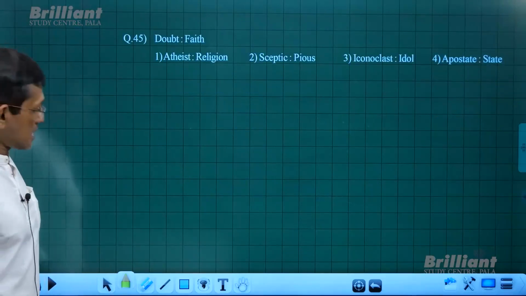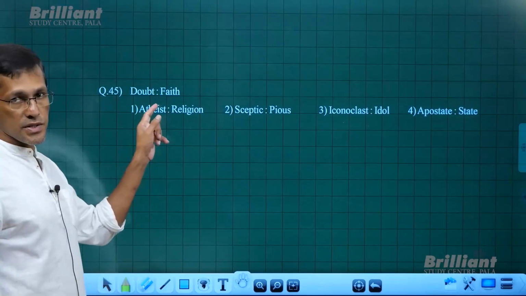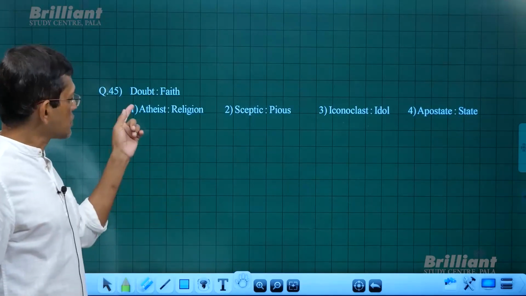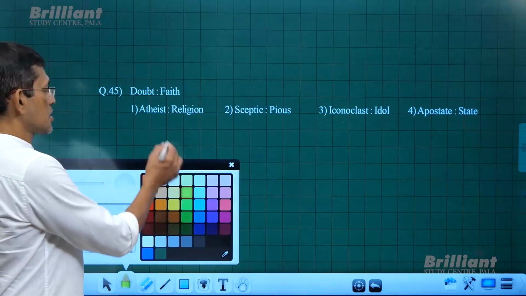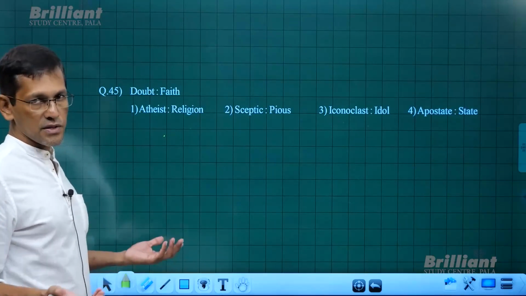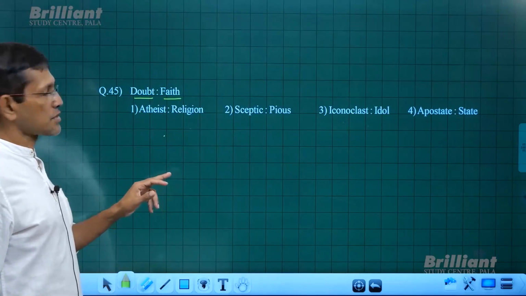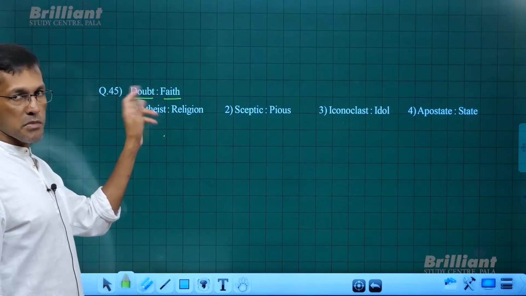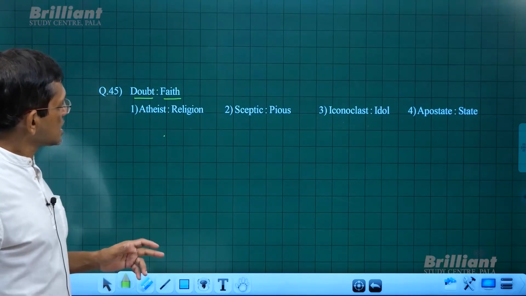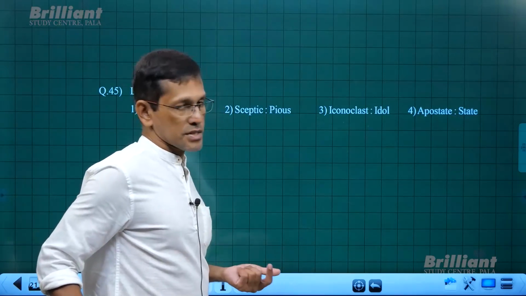Next one. Number 45. Doubt is to faith. So doubt and faith, what kind of relation is there? Either you look at the meaning of these two words, doubt, faith. So, well, doubt is pretty much the antonym of faith, right? So if you have faith in something, if you doubt, then you don't have the faith, right? So that's what it is. Then we look at the similar relation among the answer choices. So these are just opposite in meaning, opposite in concept. So we have atheist and religion, skeptic and pious, iconoclast and idol, apostate and state.